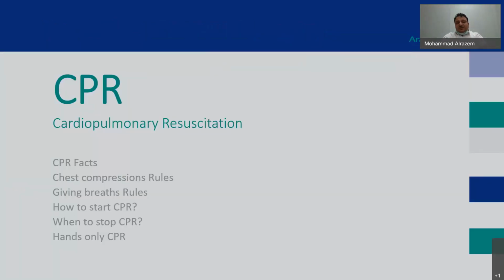Now, let's go to the last topic we have today. It's cardiopulmonary resuscitation, CPR. We'll talk about the facts. We'll talk about the compression rules, chest compression rules, giving breath rules, how to start CPR, when to stop CPR, and using the hands-only CPR technique.